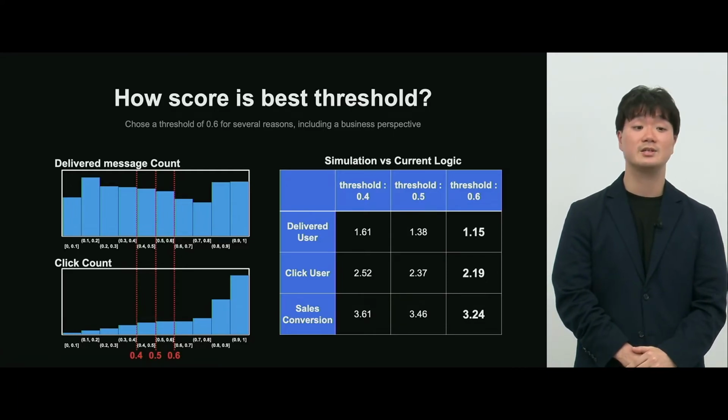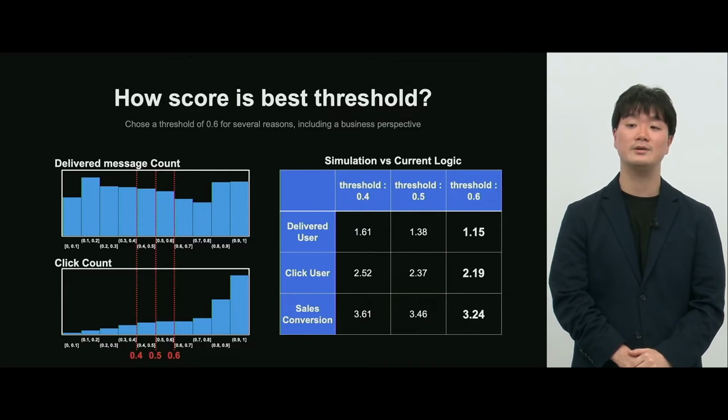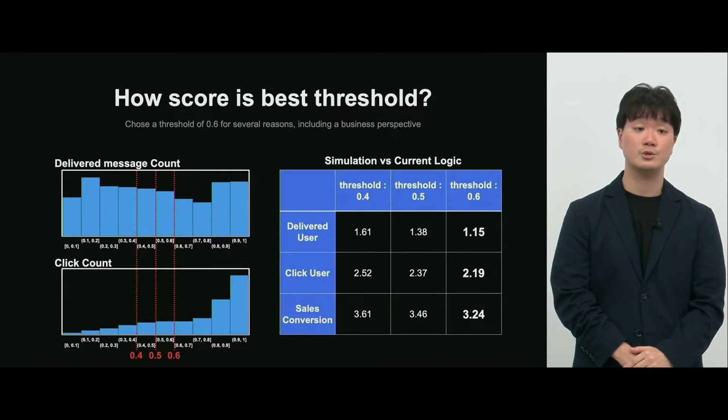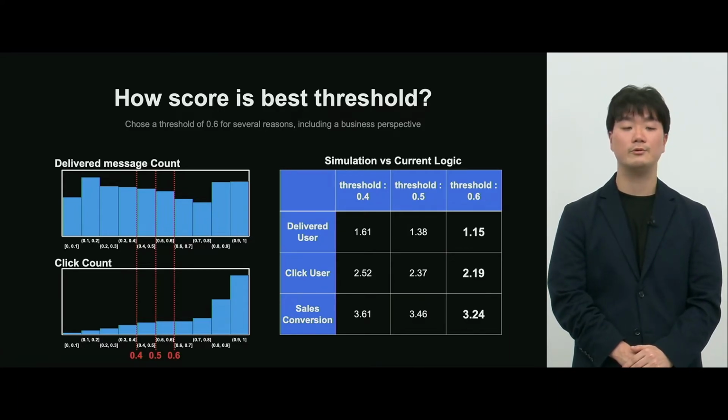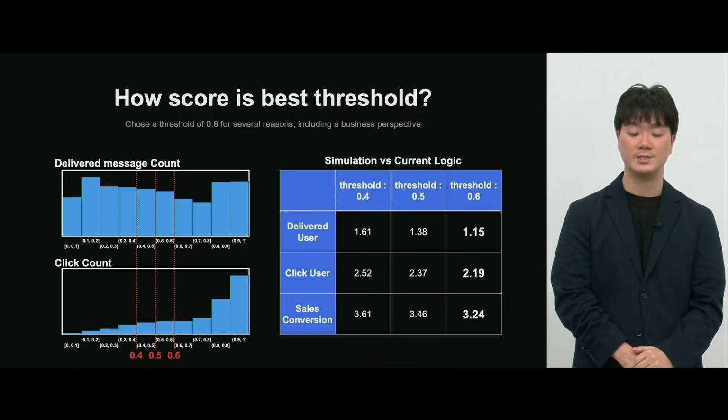And on the right-hand side of the table, at the 0.6 threshold on that row, the number of clicks on this basis is 2.19 times higher than the old logic, and also 3.24 times higher than the current logic, and that's what we see.